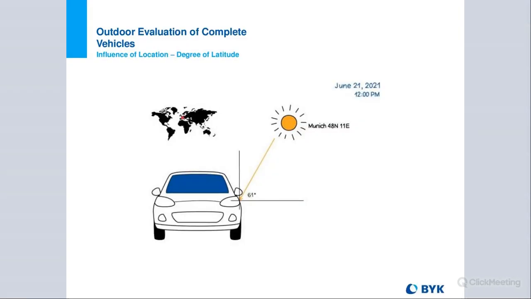For example, this is about outdoor evaluation. So it's always important to know where the sun is relative to what you're looking at. For this example in Munich on June 21st, 2021 at 12 o'clock p.m., I have an angle of incidence of the sun of 61 degrees. If I'm in Detroit, same day, same time, I have an angle of incidence of 70 degrees. If I'm in Shanghai, same date, same time, I have an angle of incidence of 82 degrees.